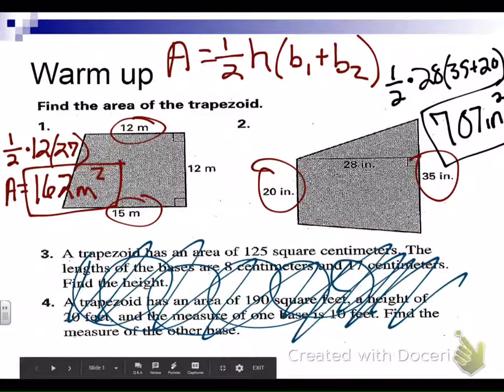Comments? Concerns? Wait. I got 760. That's what I said. I said 770. Oh, 770. Yeah. My fault. Thank you for fixing that. I appreciate it. 770 inches squared.